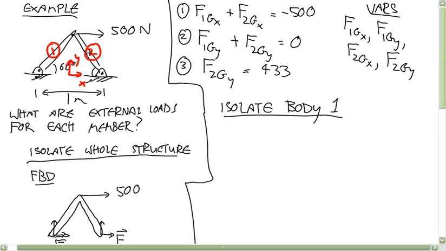So we're not going to have any force, you'll see, on body one by body two. We're just going to have a force on body one by the pin. And when we isolate body two, if we need to, I think we're going to isolate the pin instead. Well, body one doesn't apply a force to body two either. Yep. Where's the 500 Newton force acting? That's acting on the pin in this case.